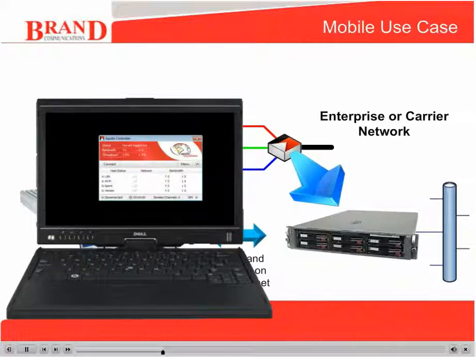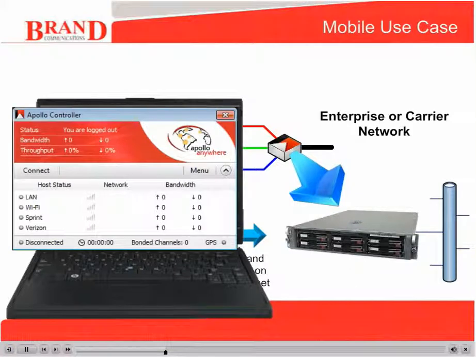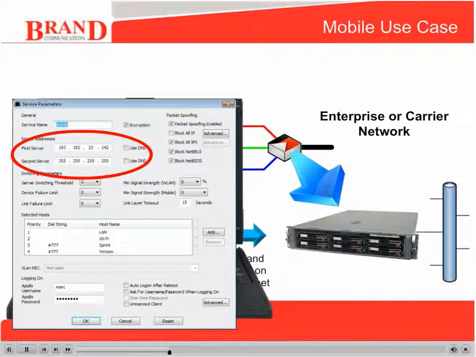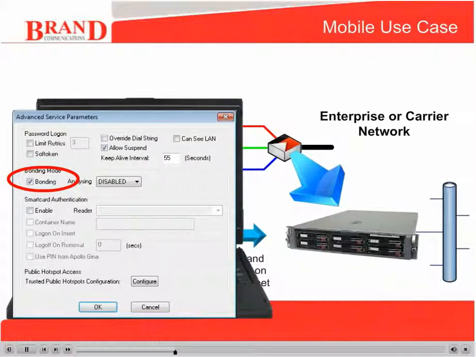We'll start with a demonstration of the Apollo software running on a PC. Apollo's client software installs as a network interface on a PC. It is configured to connect to an Apollo server located on the edge of an enterprise network. In this example, I have set a policy for the client to bond multiple networks together and present the aggregated bandwidth to the applications.